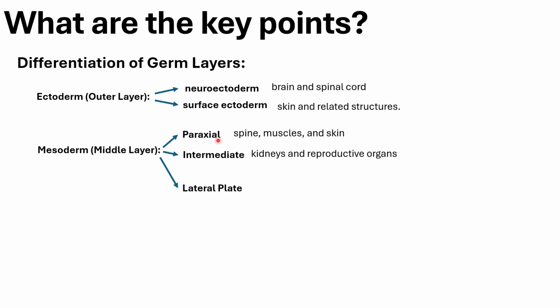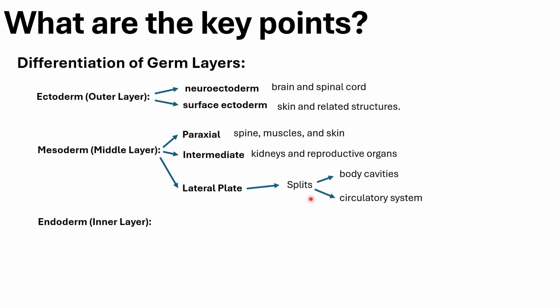So this paraxial means it is right beside the axis. So the central part, the midline of your gastrula. And then the intermediate one is next to your paraxial, and the lateral is the most lateral part. Okay, so later we will be showing photos of this. So it splits into the one that will form the body cavities and the one that will form the circulatory system.